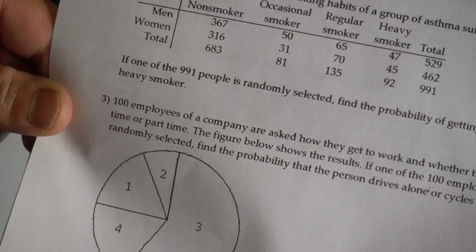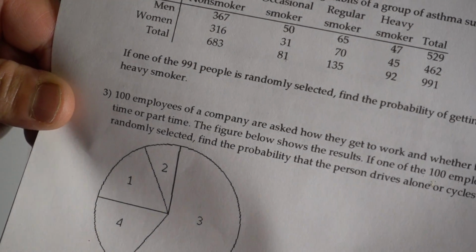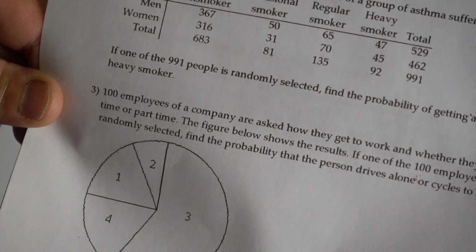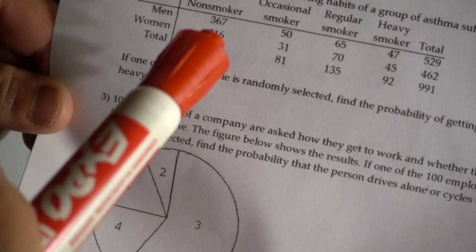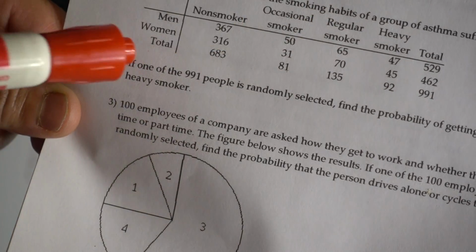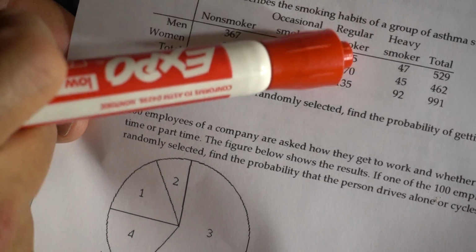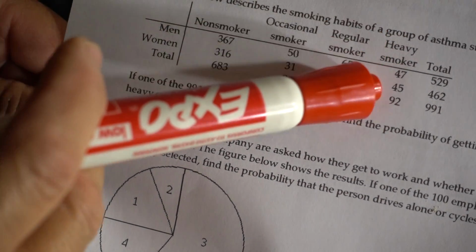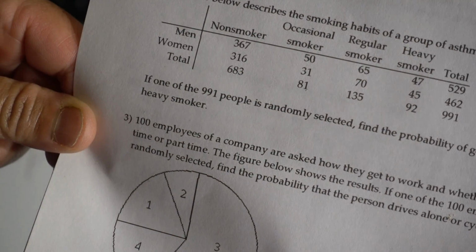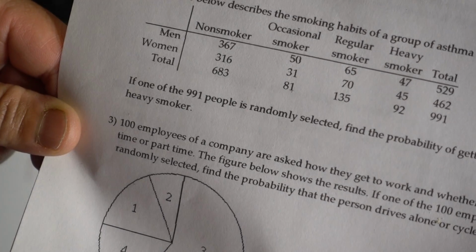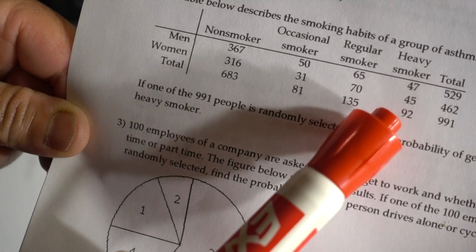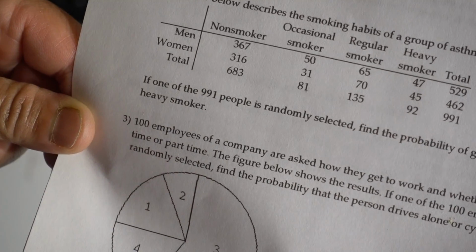This problem is similar to the previous one because we are getting the probability of A or B, right? So how many regular smokers do we have? Total 135. How many heavy smokers? 92. So we're going to be adding those two probabilities, 135 over 991 plus 92 over 991, and that is going to give us the answer.